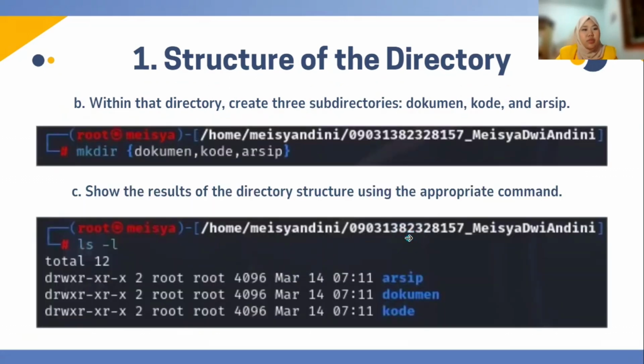Continue to question 1b. Within that directory, create the subdirectories document, code, and arsip. We use mkdir, then curly brackets document, comma, code, comma, arsip, to create three subdirectories at once.